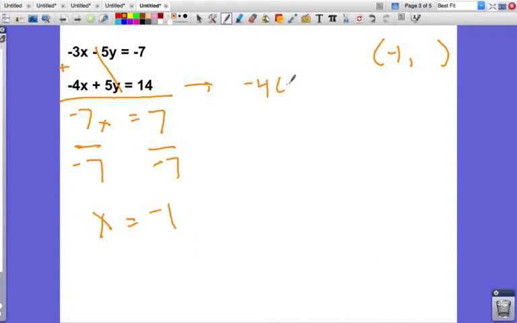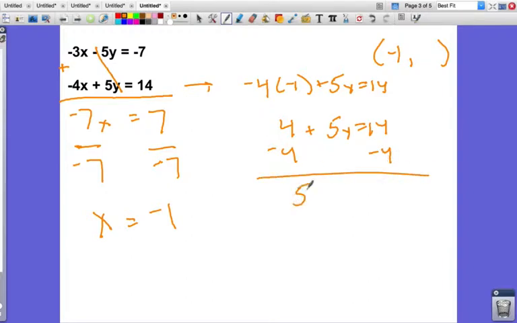So I have negative 4 times negative 1 plus 5y equals 14, which will give me 4 plus 5y equals 14. Subtract 4 from both sides, I'll have 5y equals 10. Divide both sides by 5, which will give me y equals 2. So my solution to this system is negative 1, 2.